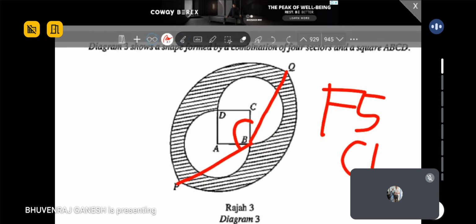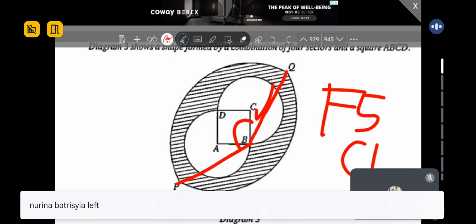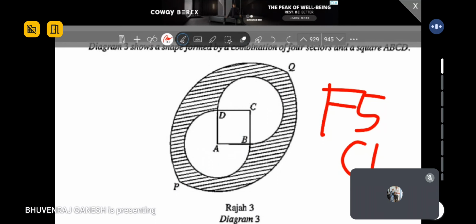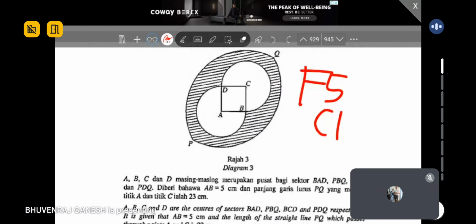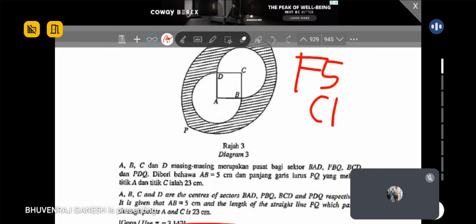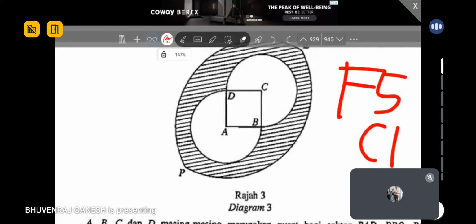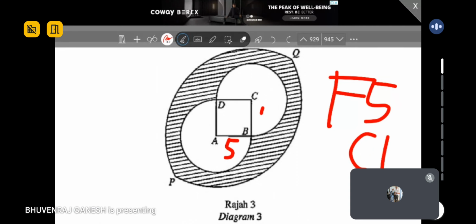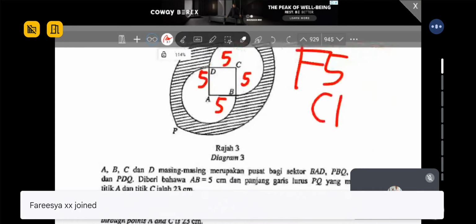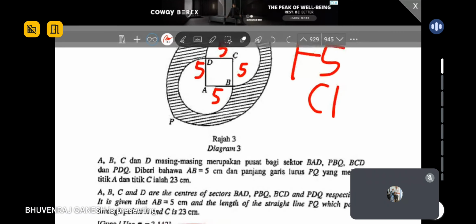So how? You must think and see, guys. First step, what do you want to do? You don't need to look at this first. What should I modify here, guys? Anyone? They tell you AB is equal to 5, so you know all these lengths are 5 because it's a square, all four sides equal. So anyone, what should I modify here?